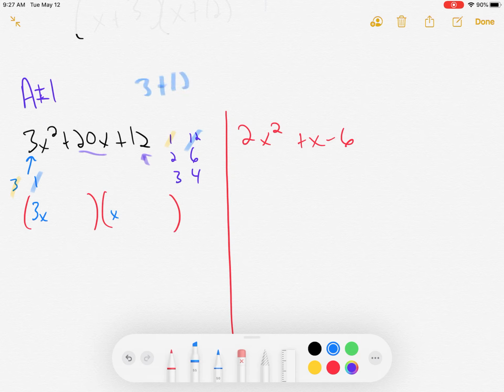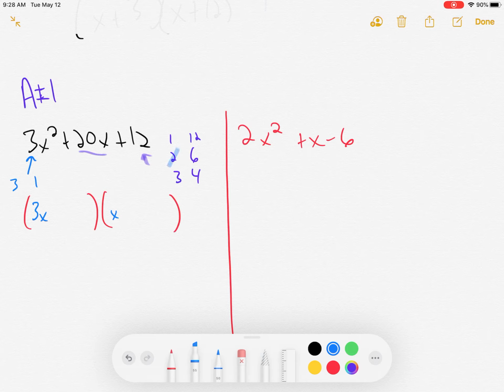1 times 12 is 12. 3 plus 12 is 15. That isn't 20, so that's not going to work. Okay, so now let's do 3 and 12. 3 times 12 is 36, and that's way too high to get me to 20. So let's go on to the next one.